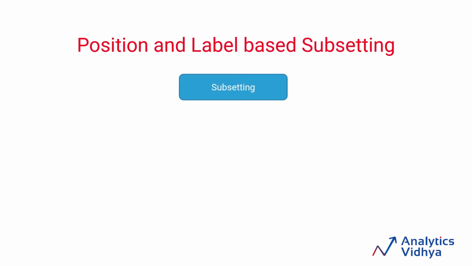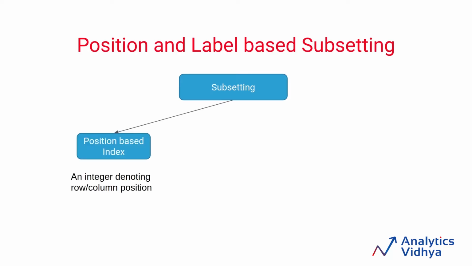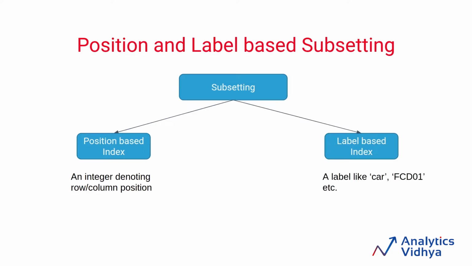First, let's learn about the position based index. As the name suggests, it consists of basically an integer denoting the row or column position. The next is the label based index. Here, we will have labels like car FCD01 for our rows and columns. Let's now have a couple of examples to understand both of these techniques.